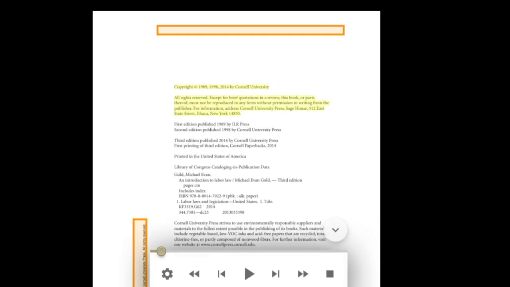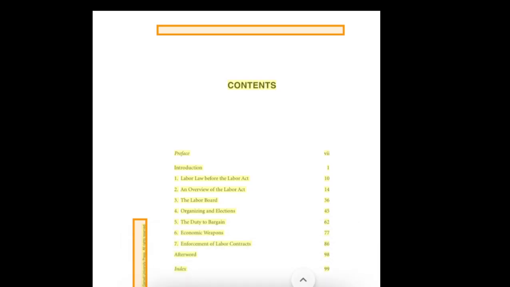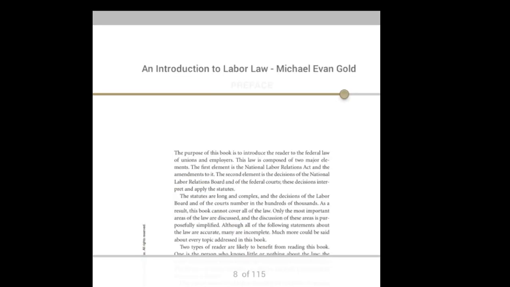Copyright. Contents. Preface. Introduction 1. Labor Law before the Labor Act 10. An Overview of the Labor Act 14. The Labor Board 36. Organizing and Elections 45. The Duty to Bargain 62. Economic Weapons 77. Enforcement of Labor Contracts 86. Afterword 98. Index 99.